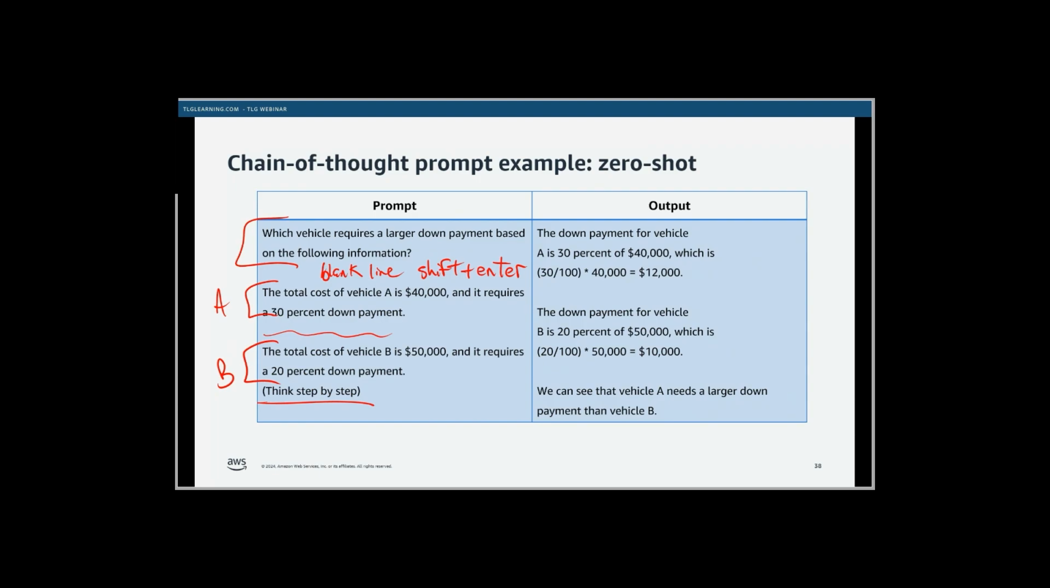It knows, okay, we need to figure out the down payment. So here's the work I did. First example, like 30% of 40,000. Second example, 20% of 50,000. And the result, then it compared the two, which one is larger? Vehicle A. It's a larger down payment than vehicle B.